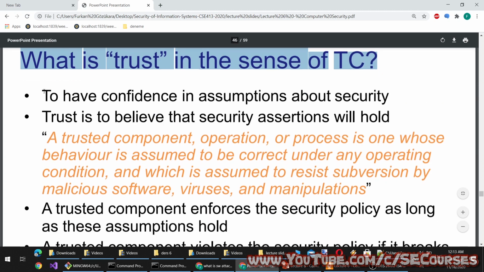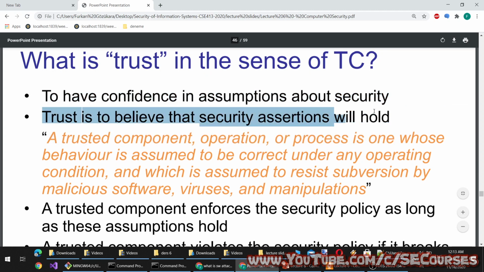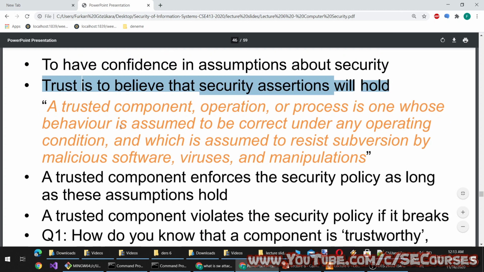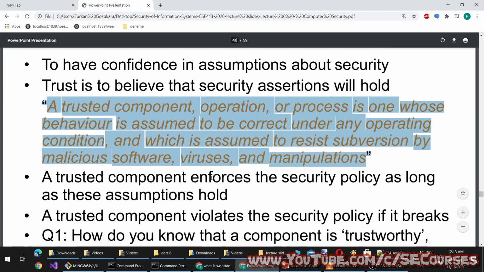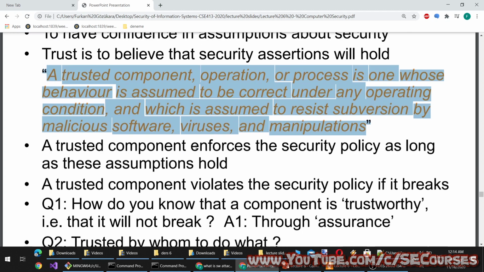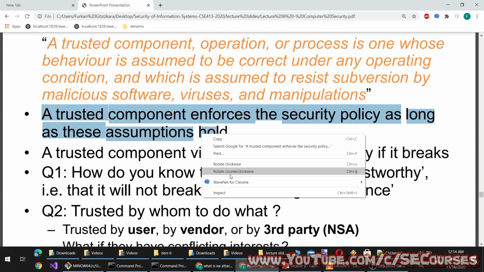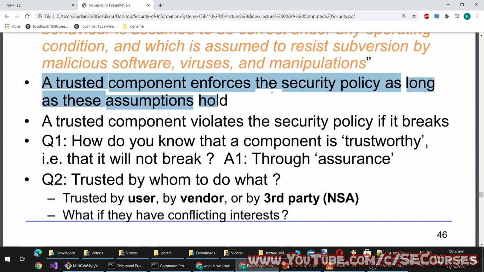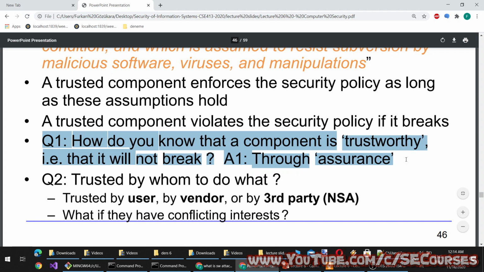What is trust in the sense of TC? To have confidence in assumptions about security. Trust is to believe that security assertions will hold. A trusted component, operation, or process is one whose behavior is assumed to be correct under any operating condition, and which is assumed to resist subversion by malicious software, viruses, and manipulations. A trusted component enforces the security policy as long as these assumptions hold. A trusted component violates the security policy if it breaks.